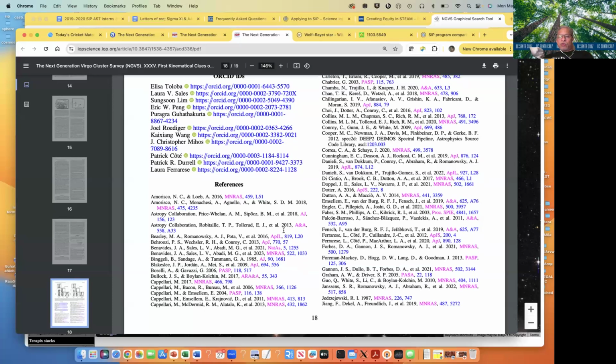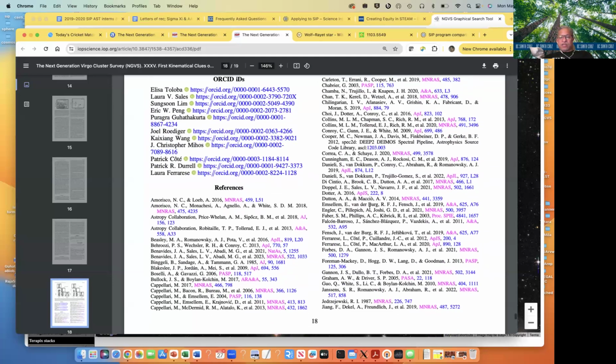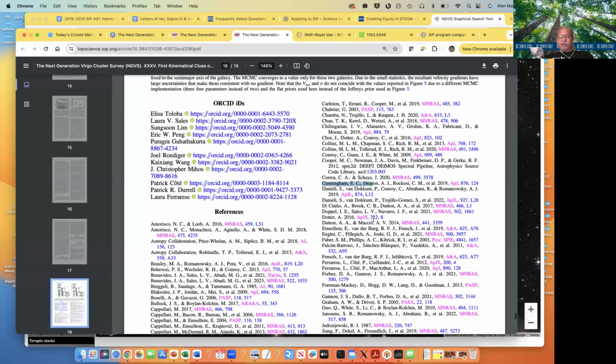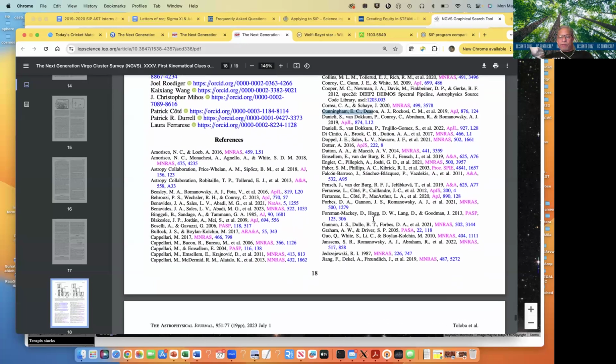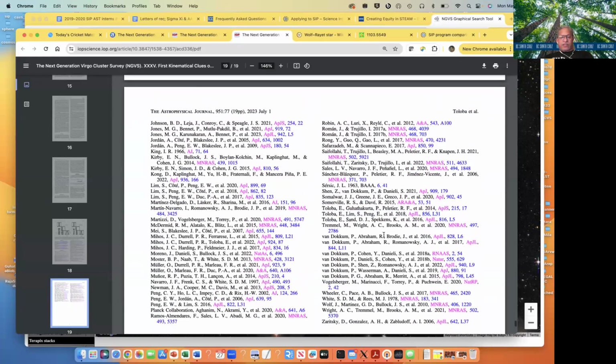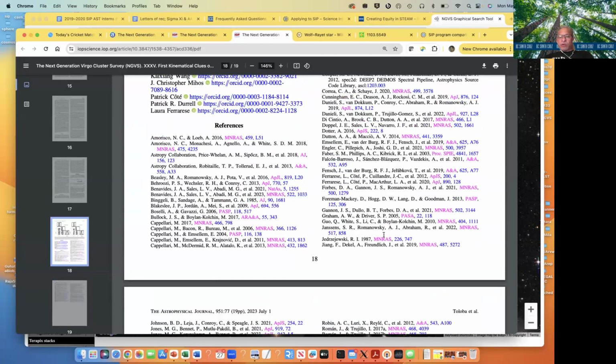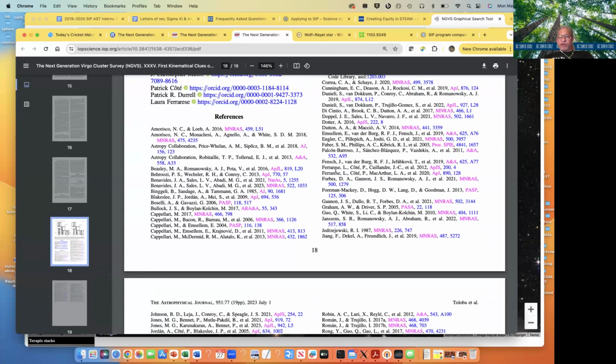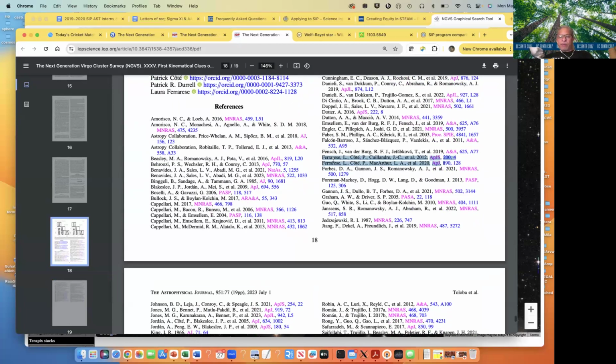Many of our own team's papers are listed in this reference list. Emily Cunningham, for example, is a former PhD student of mine from UC Santa Cruz. There's a few of Elisa's own papers cited here, and several papers by a group. Laura Ferrarese is the PI of the Next Generation Virgo Cluster Survey. There are a couple of her papers.